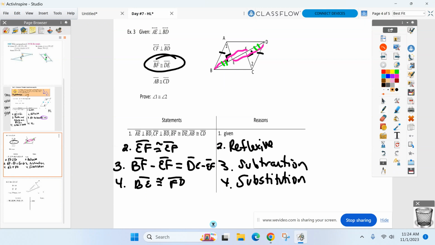You still need to tell me, what about the triangles? What's a requirement before you use HL? You need to tell me they are right triangles, but I can't even do that. I have them on the diagram, but not in my proof yet. What am I still missing that would make them right triangles? Gabby? The right angles, yes. So I need to tell you angle AEB and angle DFC are right angles. Perpendicular lines form right angles, or definition of perpendicular.